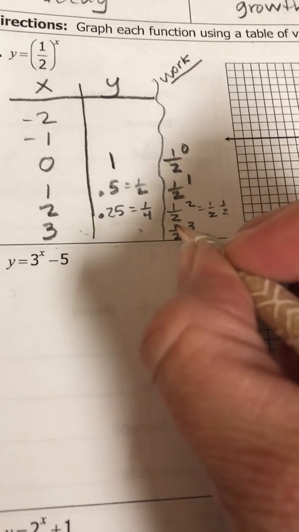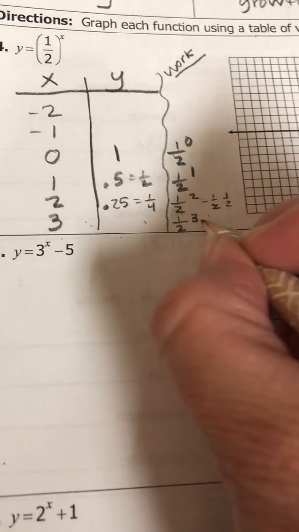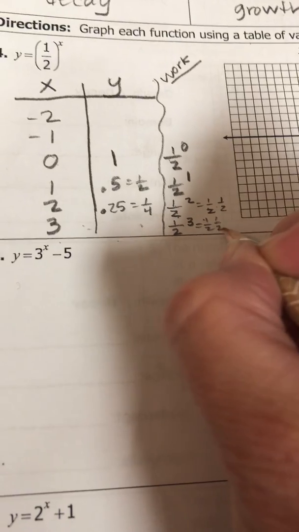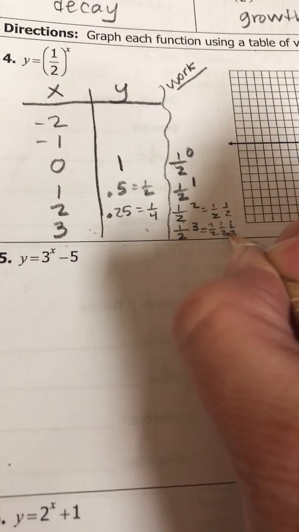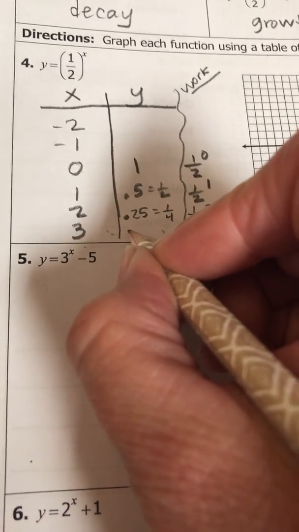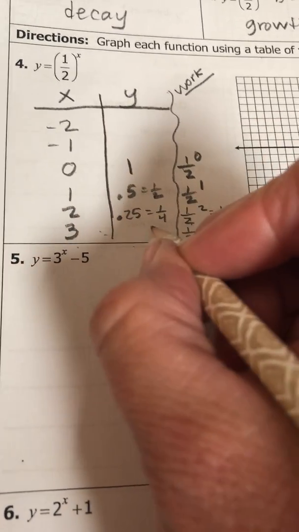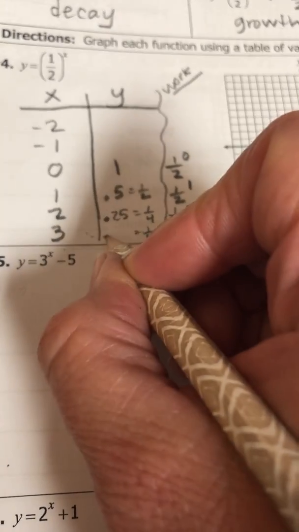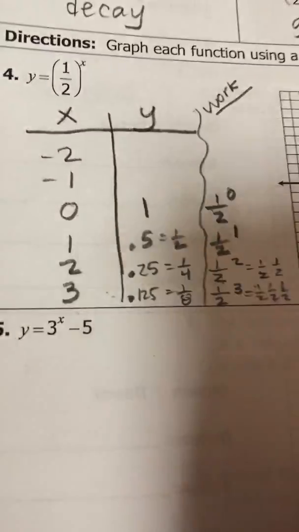Now, if I think about it, I have 1/2 to the third power. Isn't that 1/2, 1/2, 1/2, all multiplied together? 2 times 2 is 4, 4 times 2 is 8. Right, so now we are up to 1/8. Okay, and I can do the decimal equivalent.